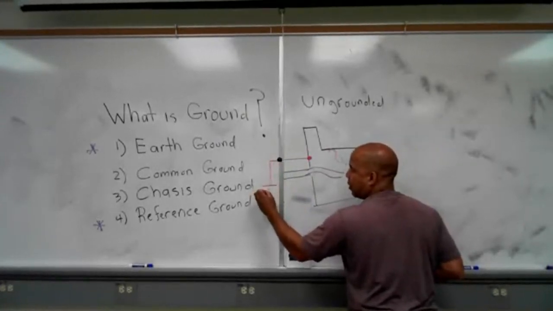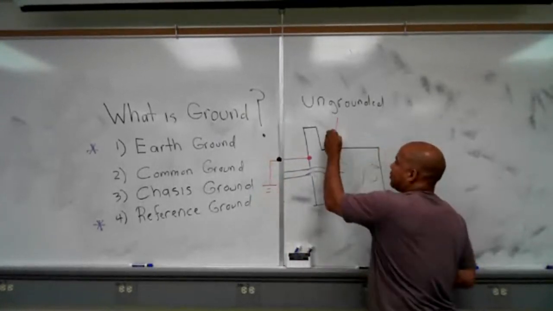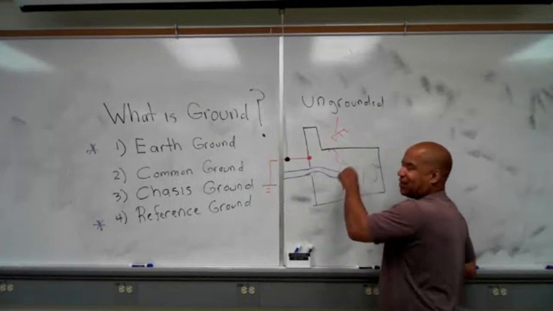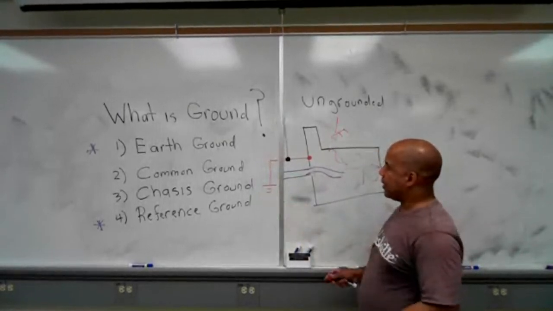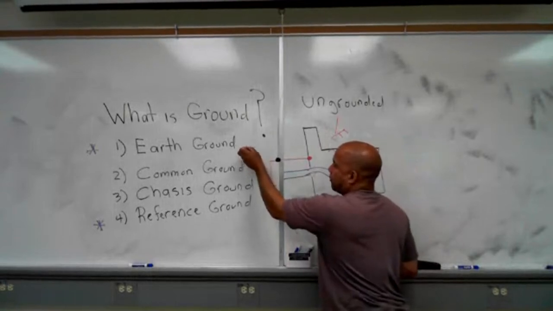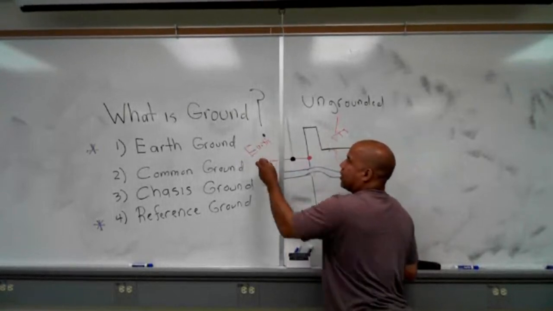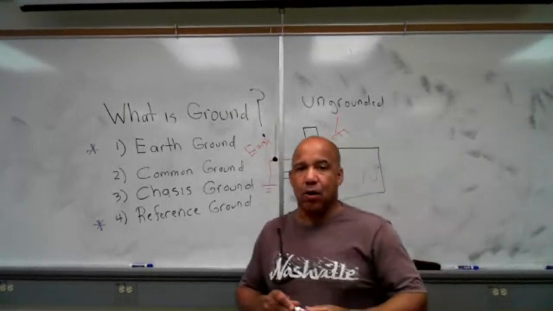Now sometimes you'll see ground drawn like that. Sometimes you'll see it drawn like that. Those are actually two different symbols, but we'll go with this. Most people know that one. So this is tied to earth. So what happens when that's tied to earth?